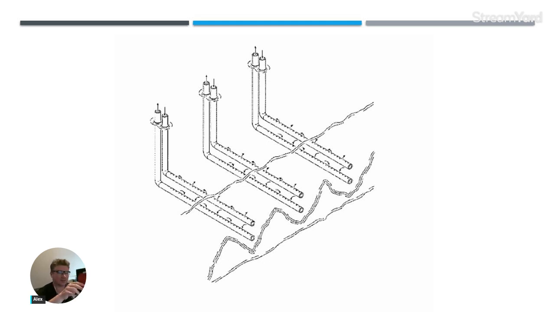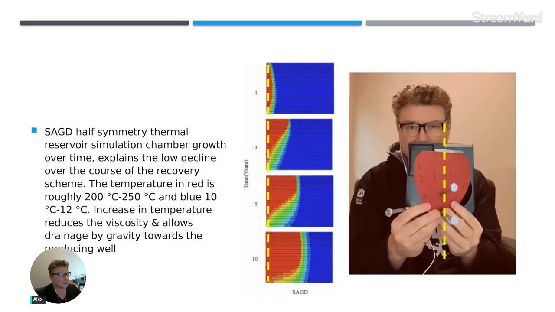If you look at this little diagram here, maybe I'll give you a little hint. What if I introduce a random heterogeneous block in the middle? Non-permeable heterogeneity. What happens to the chamber? Does it look like this?